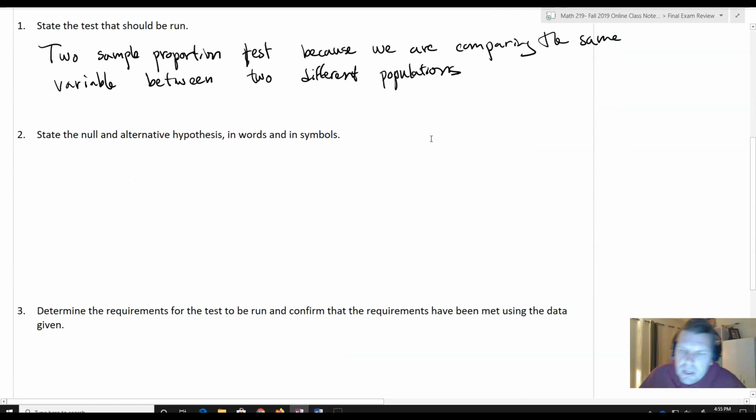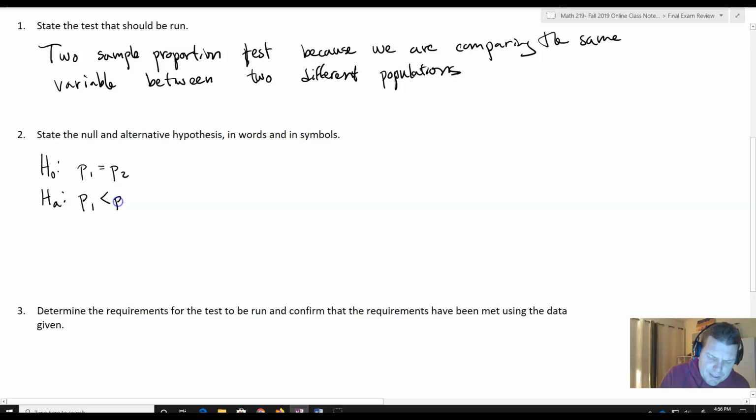So now we're going to state the null and alternative hypothesis. Since we're doing a two-sample proportion test, my null hypothesis is going to be H naught: P1 equals P2. That is, the proportion of students who pass the class is the same for both groups. Then my alternative, HA, is going to be P1 is less than P2. Since P2 is my new teaching group, we're asking whether or not a higher percentage actually passed the course than in my old group.